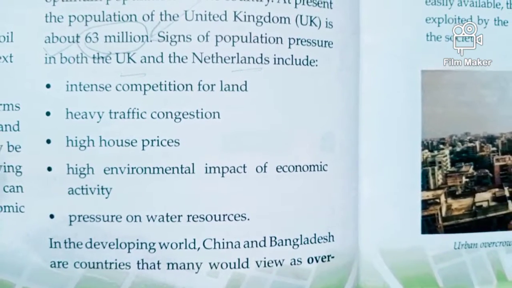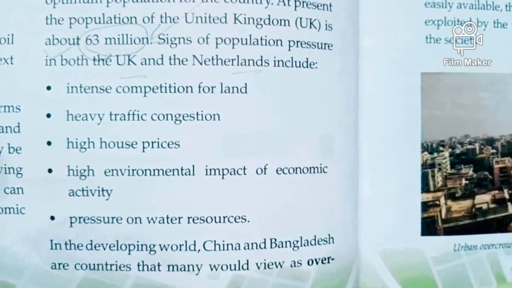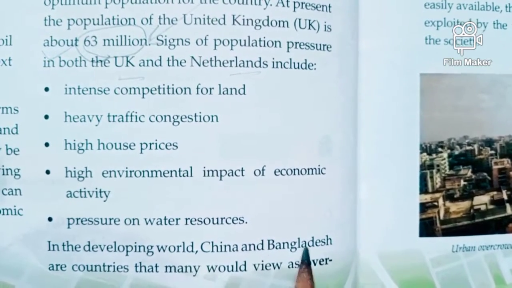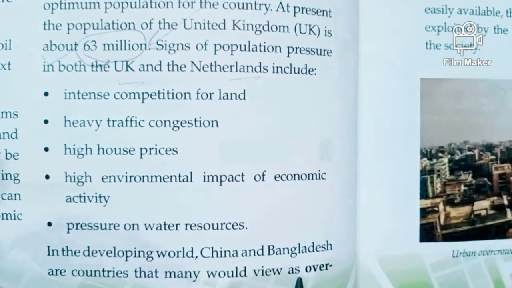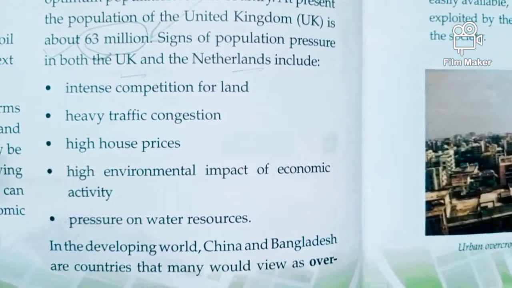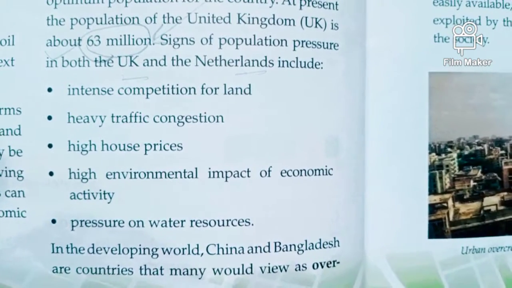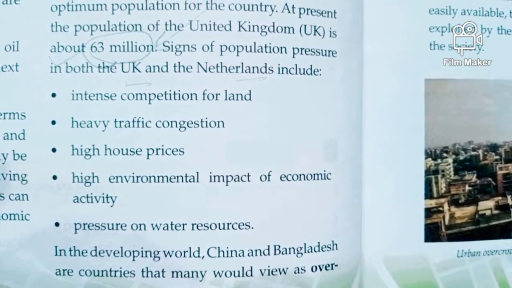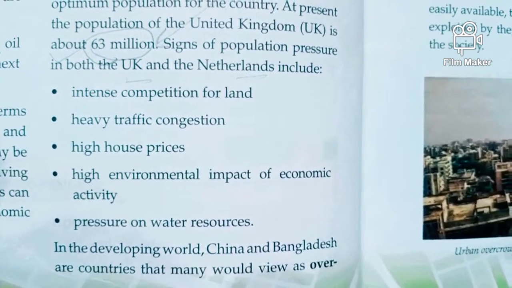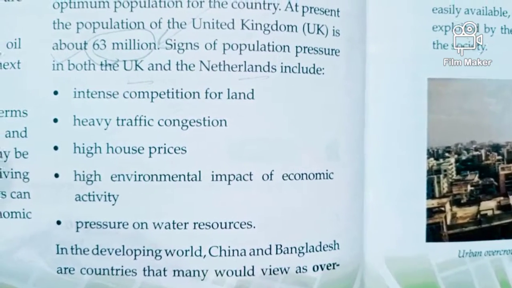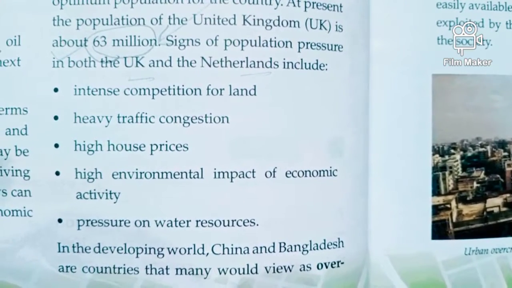Now in the developing world, China and Bangladesh are countries that many would view as overpopulated. And it is quite natural. When you look at the world map, general knowledge says that Bangladesh and China have a good number of population, so these countries may be called overpopulated.